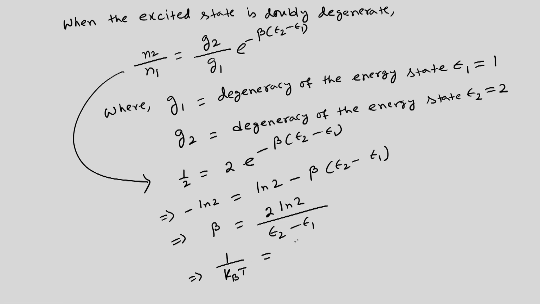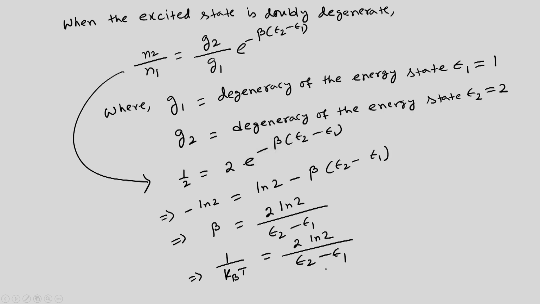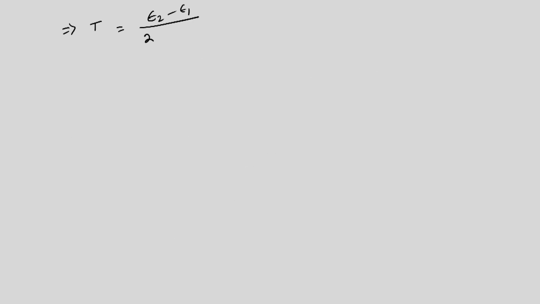So, 1 by kBT is 2 ln 2 by epsilon 2 minus epsilon 1. Okay. And then we get T, and the value of T is epsilon 2 by epsilon 2 minus epsilon 1 by 2 times kB ln 2.